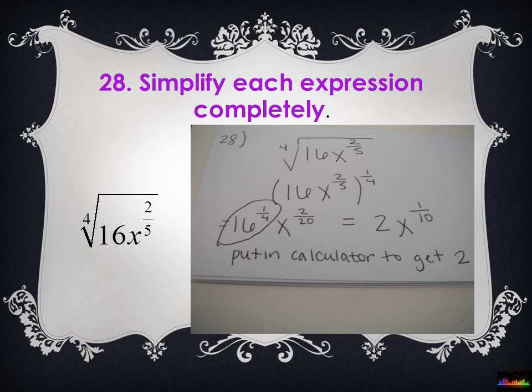So we have 16 to the 1/4. And then if it's a power raised to a power, like in this case, you multiply those exponents. We have 2/5 times 1/4 gives us 2/20. The fourth root of 16 is 2, and then x to the 2/20. 2 over 20 reduces to 1 over 10, so it's 2x to the 1/10.